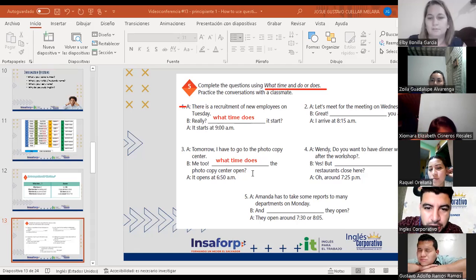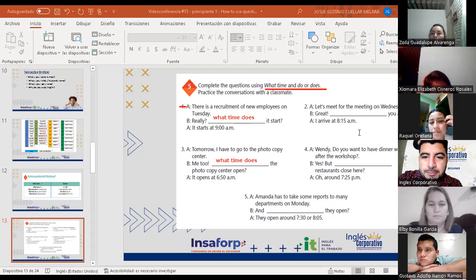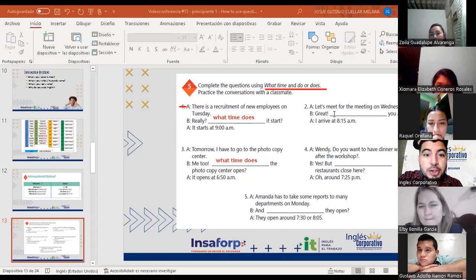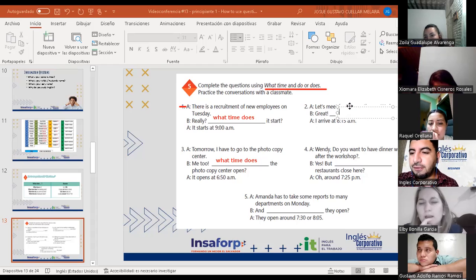What number, two or four? Two. Okay. What time do, verdad? Let's meet for the meeting on Wednesday. Vamos a reunirnos para la reunión. Se escucha raro. Vamos a encontrarnos para la reunión el miércoles. Great, genial. What time do you arrive? ¿A qué hora llegas? I arrive, yo llego a las 8:15. At 8:15. Okay.